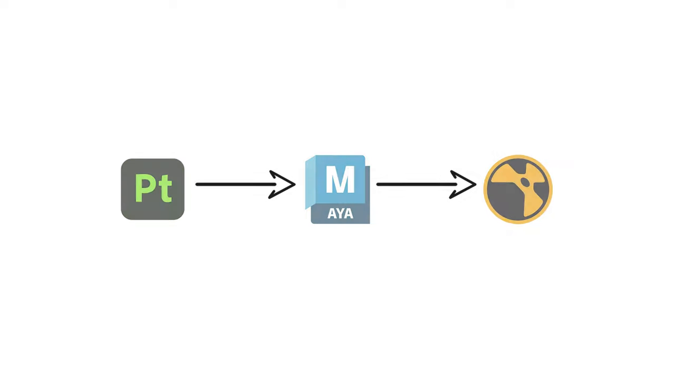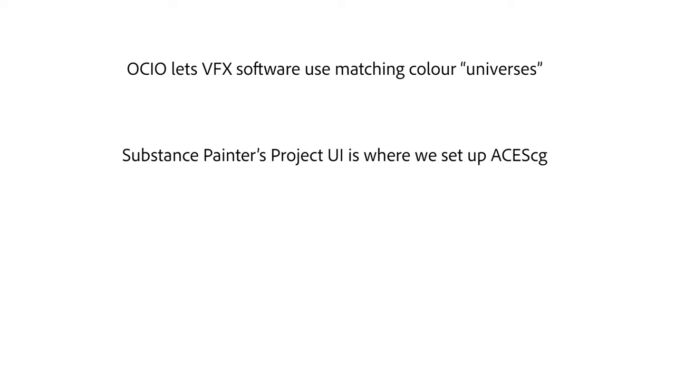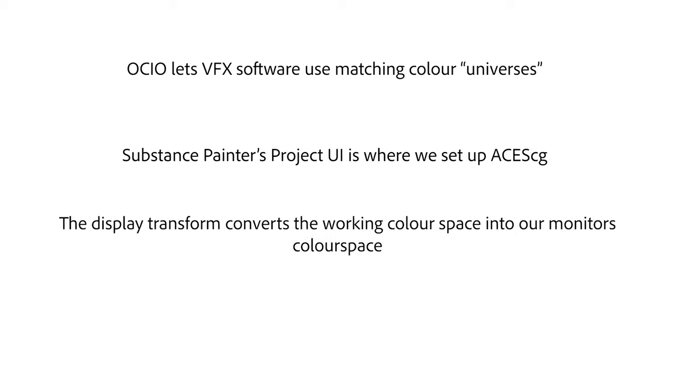Before we finish up here, let's quickly recap the most important points we've covered. OCIO is an open source color management system which allows different 3D packages to use a matching config file that defines the color universe we work in. Substance Painter's project configuration UI is where we set ACEScg up and decide how to interpret different types of incoming and exported data. The display transform converts the working color space, ACEScg, into the color space of our monitors. It is disabled for scalar data channels.